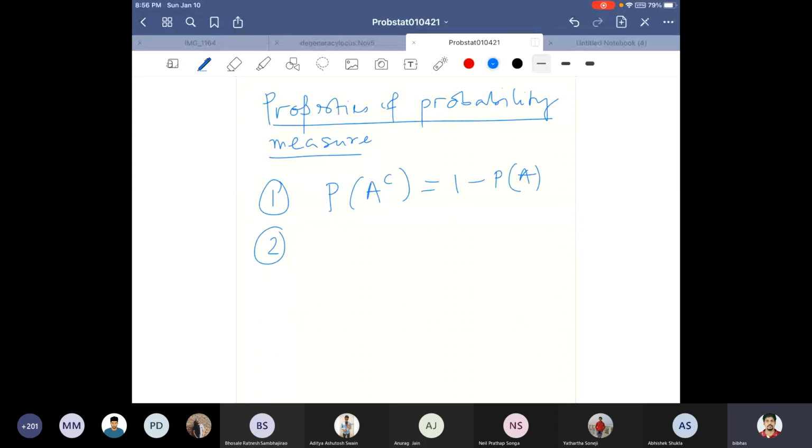You can consider this as a formula, but these are all theorems, as we discussed before, and this can also be proved. And probability of the null set is always equal to 0 because of the first property.